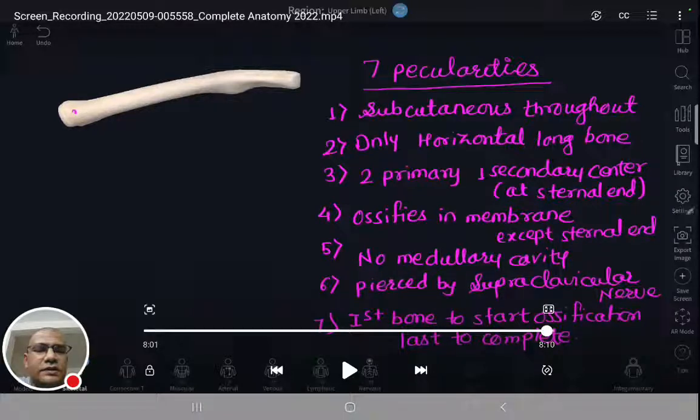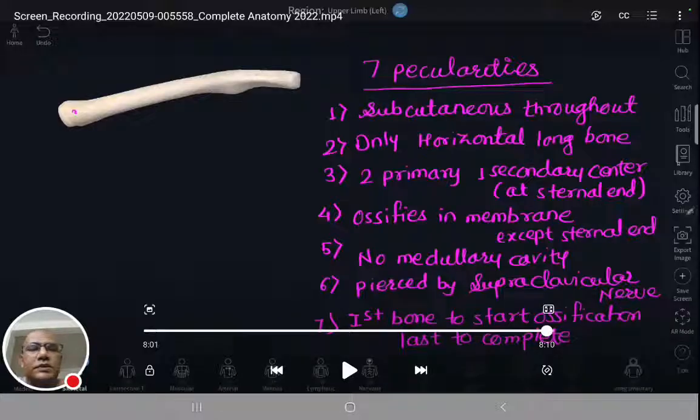So again, this is one more peculiarity because of which it is called a modified long bone. It has got no medullary cavity. It is pierced by the supraclavicular nerve as it ossifies in membrane. Sometimes it is pierced by the supraclavicular nerve, particularly the intermediate supraclavicular nerve. And the last peculiarity is it is the first bone in the body to start ossifying and the last one to complete ossification.